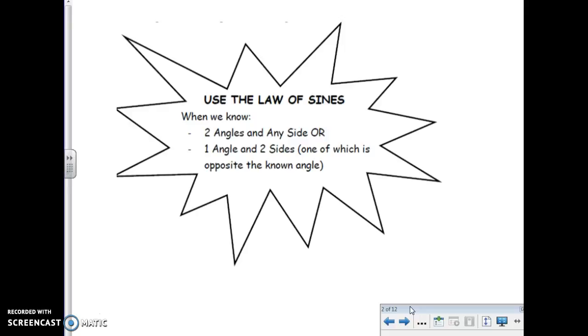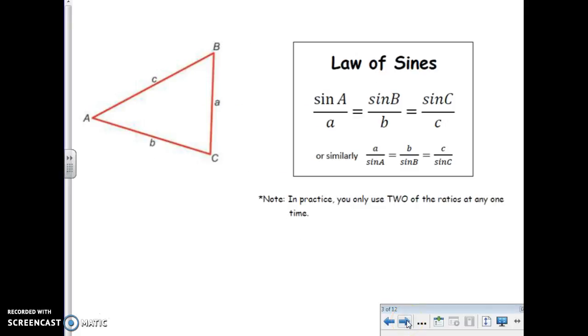Okay, so let's look at example one that you guys have right before you, or basically let's look at what the law of sines states. It says that the sine of an angle over its opposite side, that ratio, is going to get me the same value as if I were to take the sine of angle B over side B, or the sine of angle C over the side opposite.